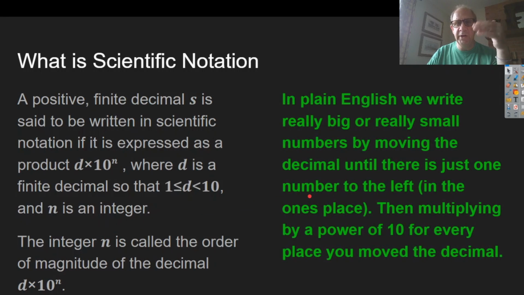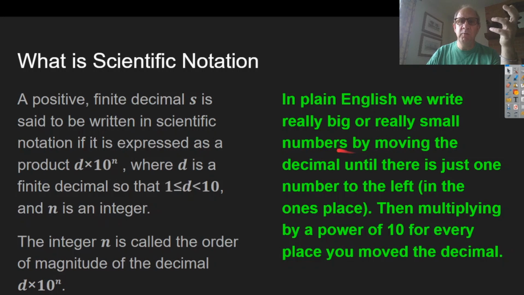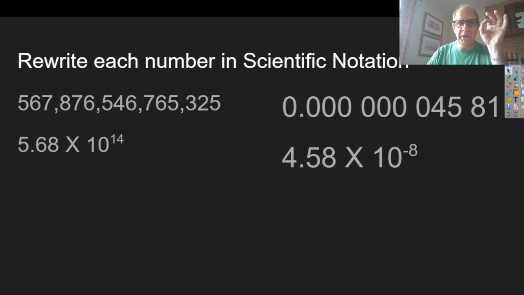So let me put it in English. Basically, for really big or really small numbers, we move the decimal until we have a number in the ones place. And then we give it a power of 10 for every spot we move that decimal. If we moved it to the left, it would be a positive power of 10. If we move it to the right, it would be a negative power of 10. Okay. Let's try a couple to see how it goes.